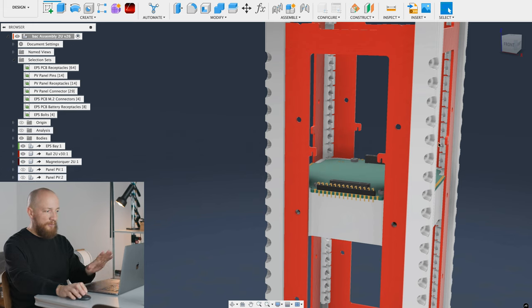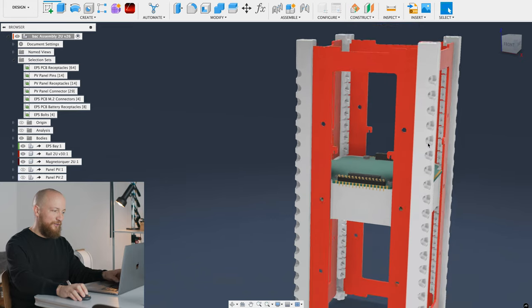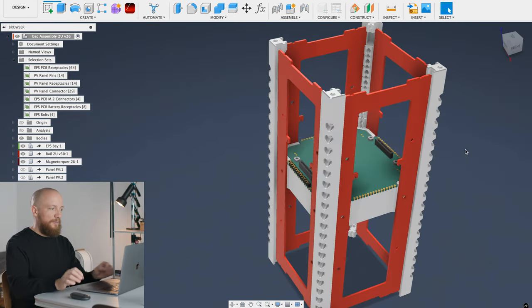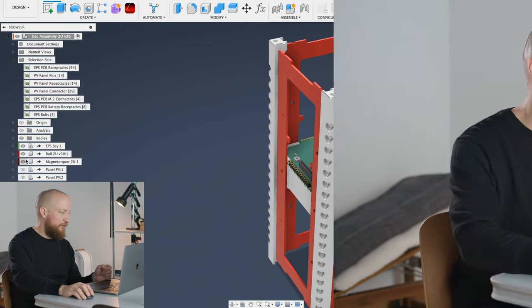I mainly put this in already to not forget that it may be there in the future while I design the rest of the CubeSat. Also, this is not something for the near future. I mean, for the next high altitude balloon flight in June, I'm not going to use magnetorquers. So yeah, that's more like something to think about in the future.